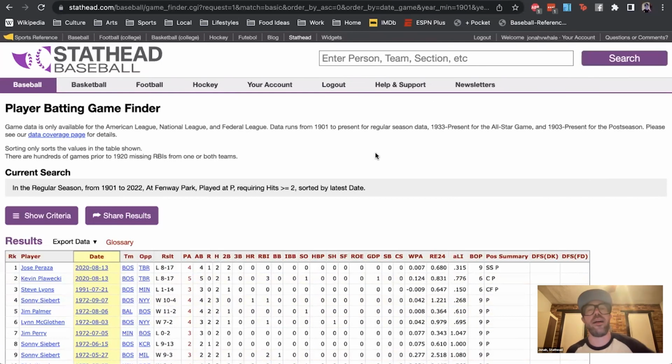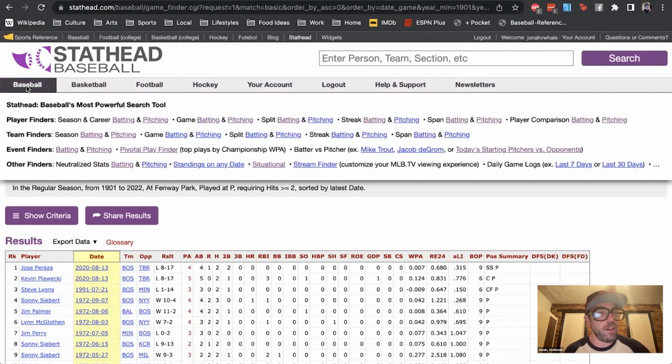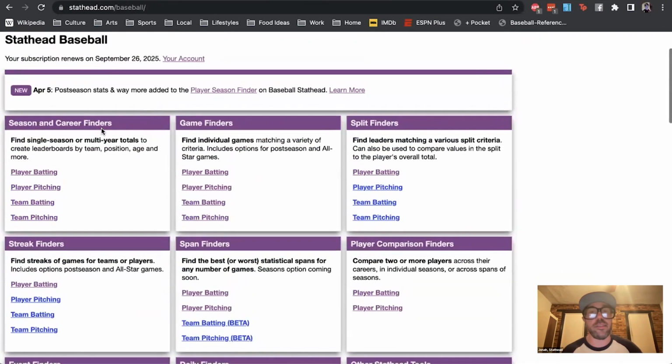Yeah, it's 9 o'clock. I'll go ahead and finish it up. So that is Stathead. We've been here an hour, and I've just barely scratched the surface. I did not get into the split finder.